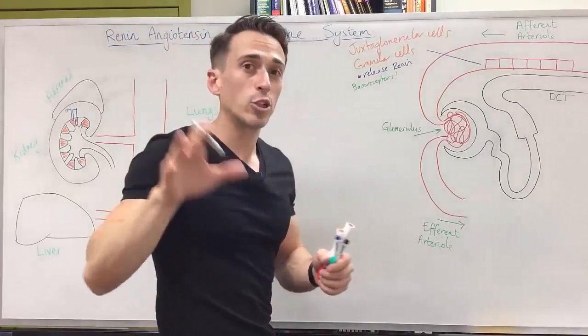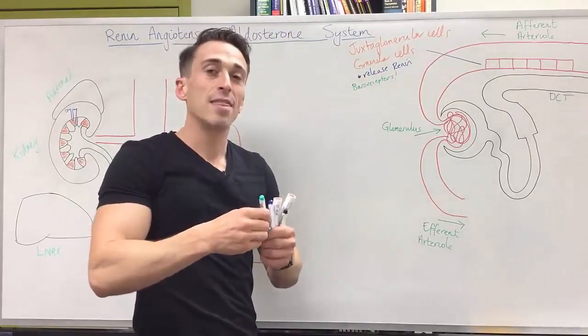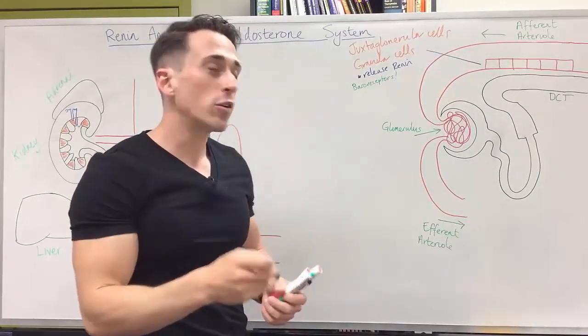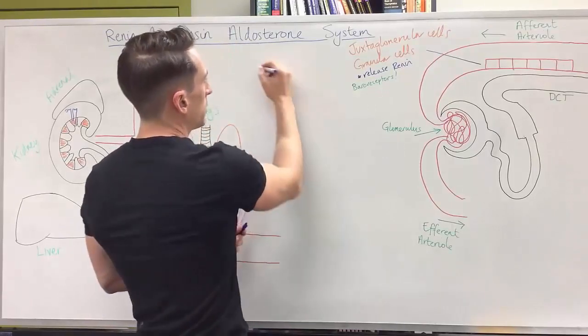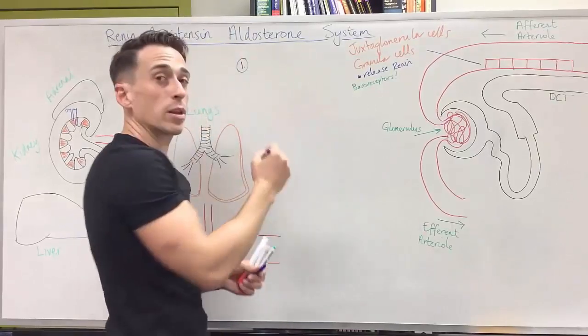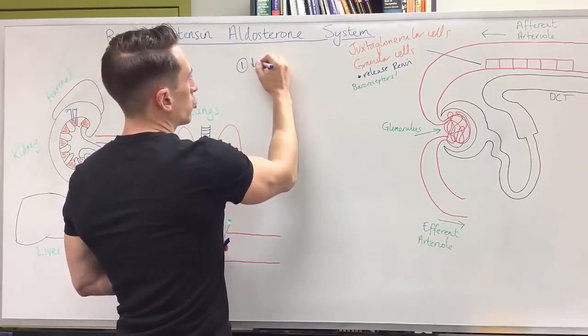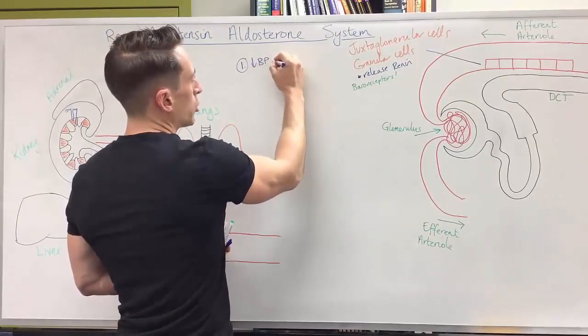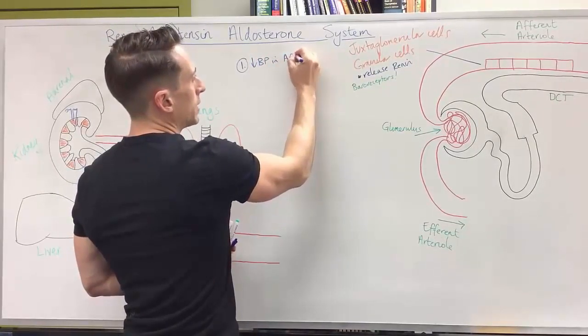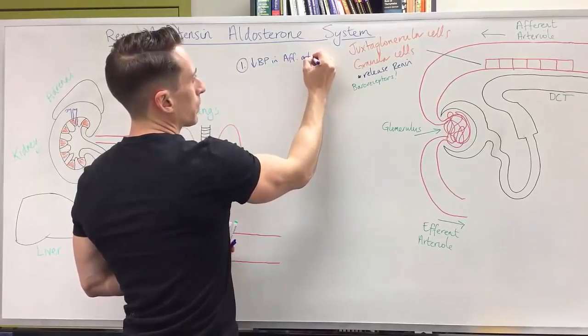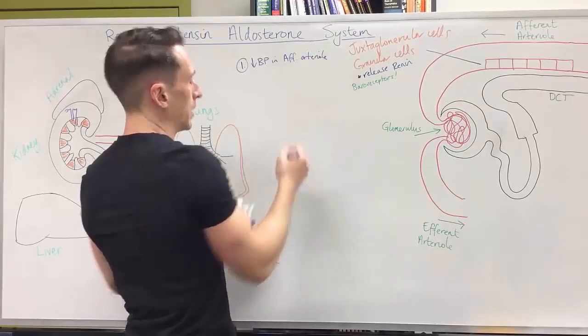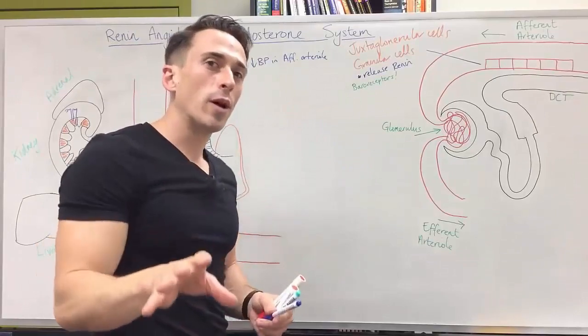And they pick up that drop in blood pressure. And then they release renin. So the first way renin is released is a drop in blood pressure in the afferent arteriole. That's the first way. Now there's another way that renin can be released.